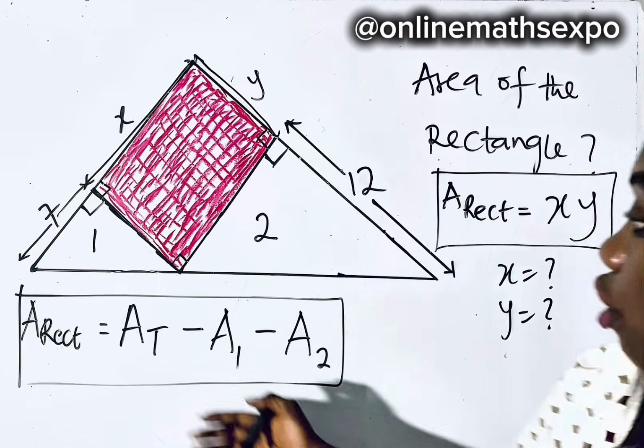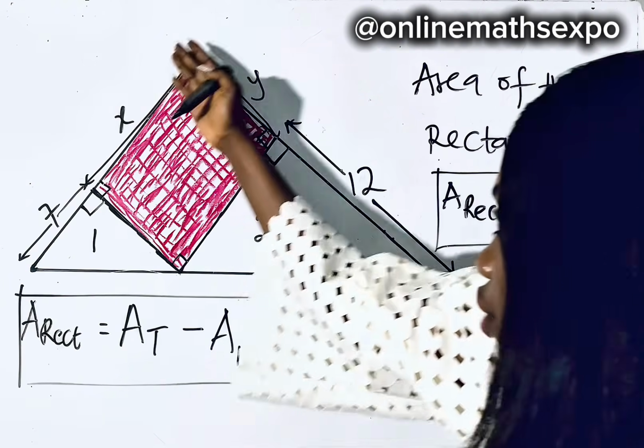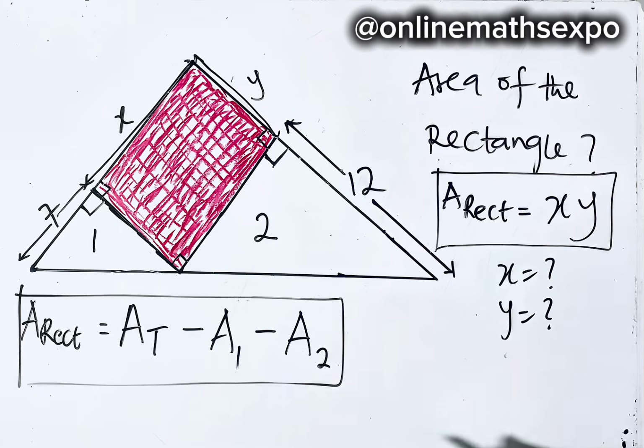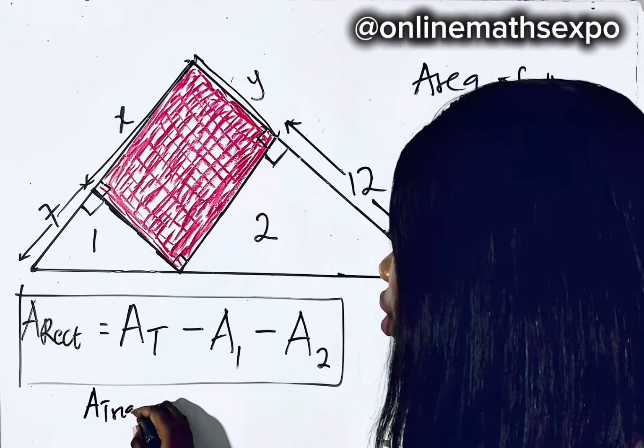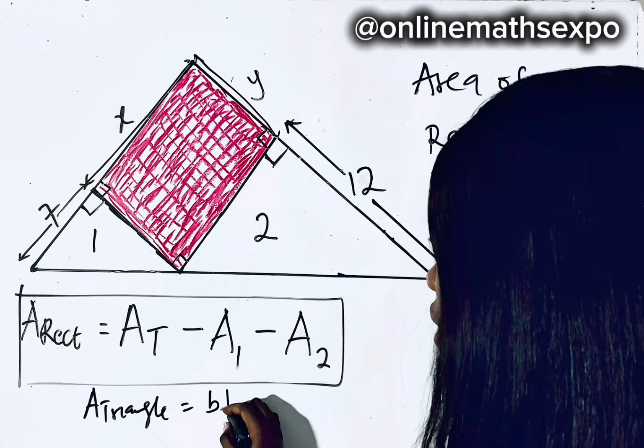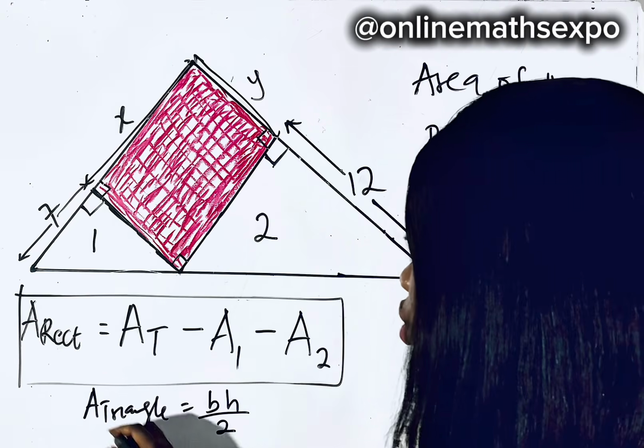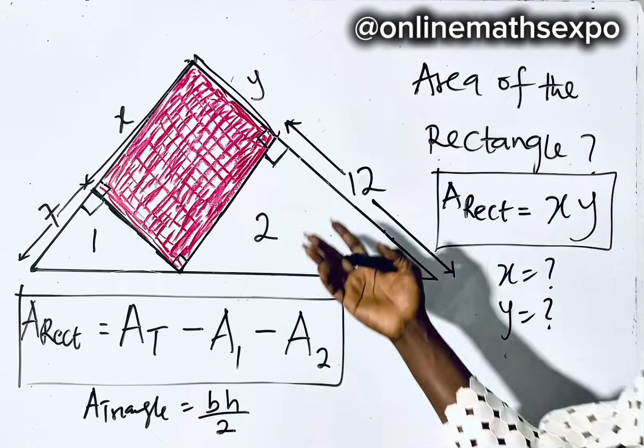Now the question is, how do we find the area of this bigger triangle, this bigger one? How do we find it? You know that the area of a triangle is always given as the base times the height divided by 2. So we're going to use this rule to work it out.